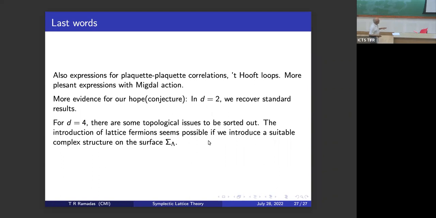More interesting is what happens if you introduce a complex structure on the surface. Is there a way one can use that to have something that looks like a lattice fermion? That looks promising. I have some ideas. The numerology looks promising, but I have not worked this through. Okay, as I feared, I've gone too fast and come to the end of my slides, but such as it is, thank you.